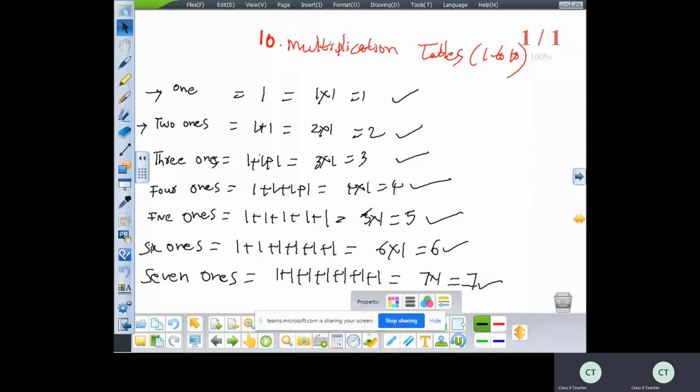Okay, children. Up to here I wrote 7 ones. 7 times 1, 7 into 1, 7. See here: 1 one is 1, 2 ones are 2, 3 ones are 3, 4 ones are 4, 5 ones are 5, 6 ones are 6, 7 ones are 7.